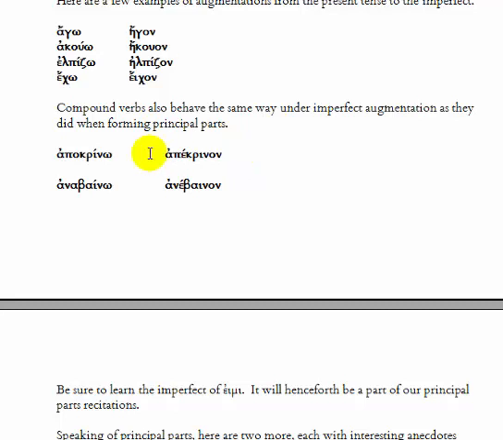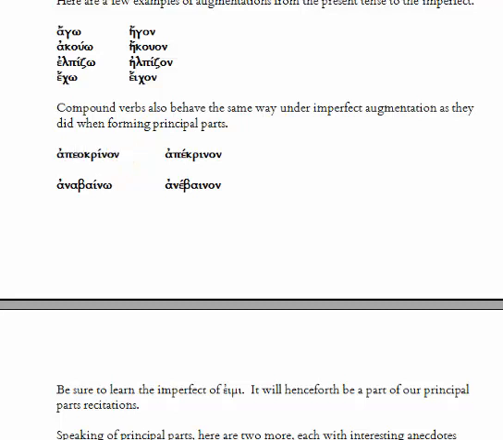Keep in mind the same rules apply also with compound verbs. Take apokrino. To make that an imperfect, what do we do? Well, two things. We add the epsilon here, and then we add the imperfect ending, and then to combine it with the prefix, we get rid of the extra vowel by elision, and that's what we're left with. So we get apekrinon. I hope that's clear.